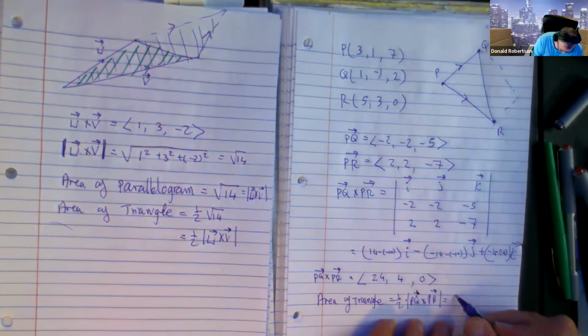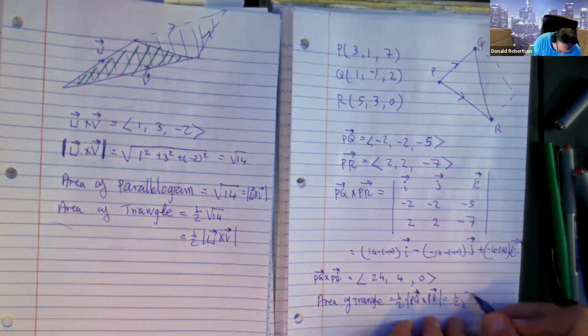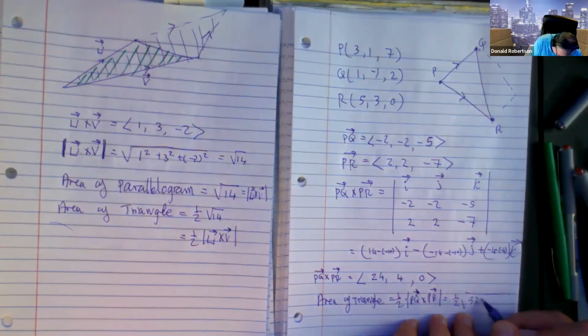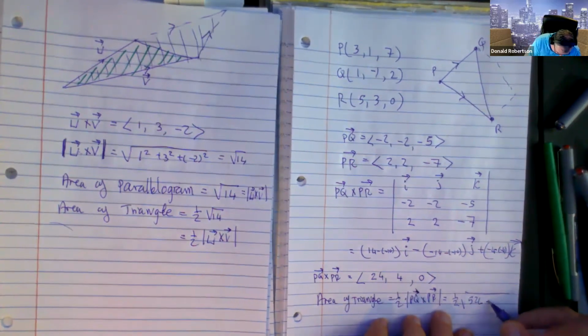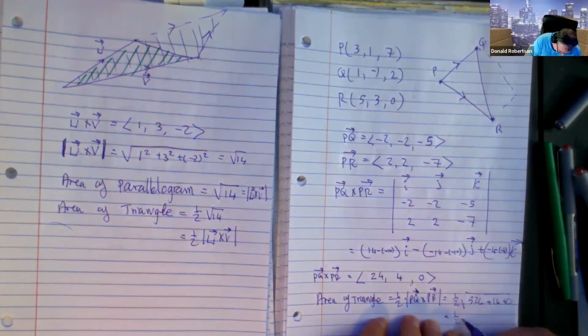Try and do this in my head. 1/2, oh, God in Himmel. 24 squared is 12 squared, which is 144 times 4. 144 times 4 is 526, I hope. Plus 16, plus 0. So 530, 542. So it's 1/2 the square root of 542.